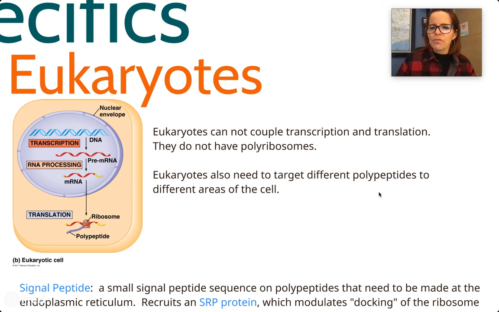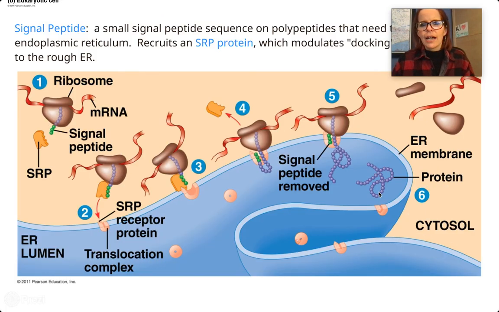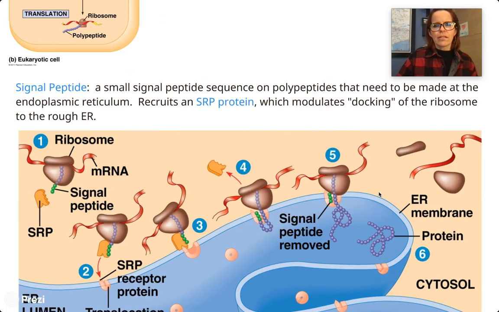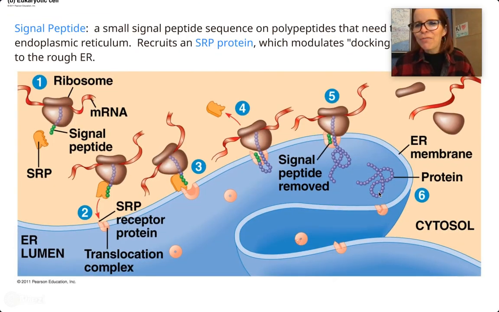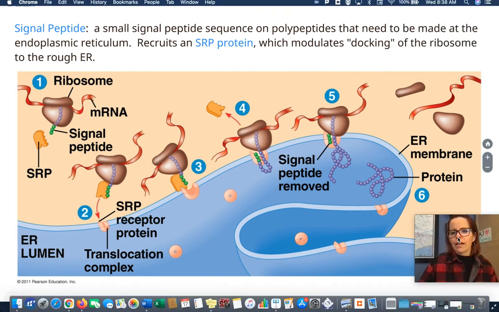Eukaryotes cannot couple transcription and translation. We don't have polyribosomes. We also need to target where the polypeptides that are forming are going to go in the cell, because the cell is so enormous. And that's where we have to have things like, is that the next slide? It is the next slide. That's where we have to have things like the endoplasmic reticulum as our highway system that's going to move the polypeptides to the correct location in the cell. So let me get out of the way again.